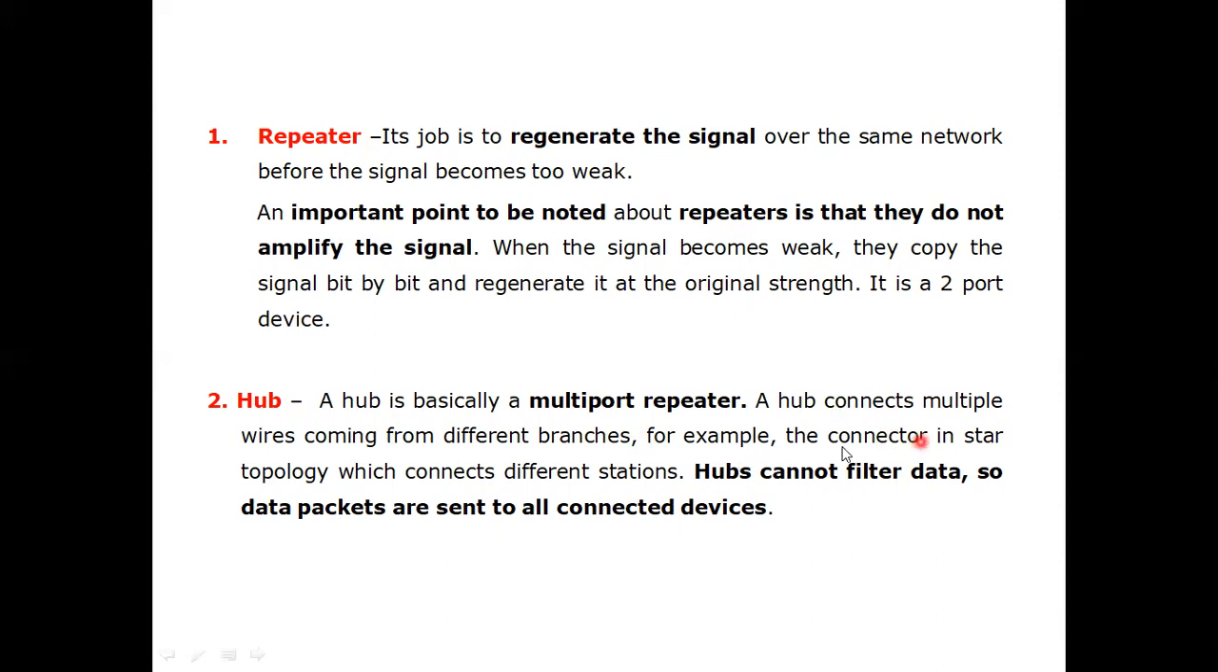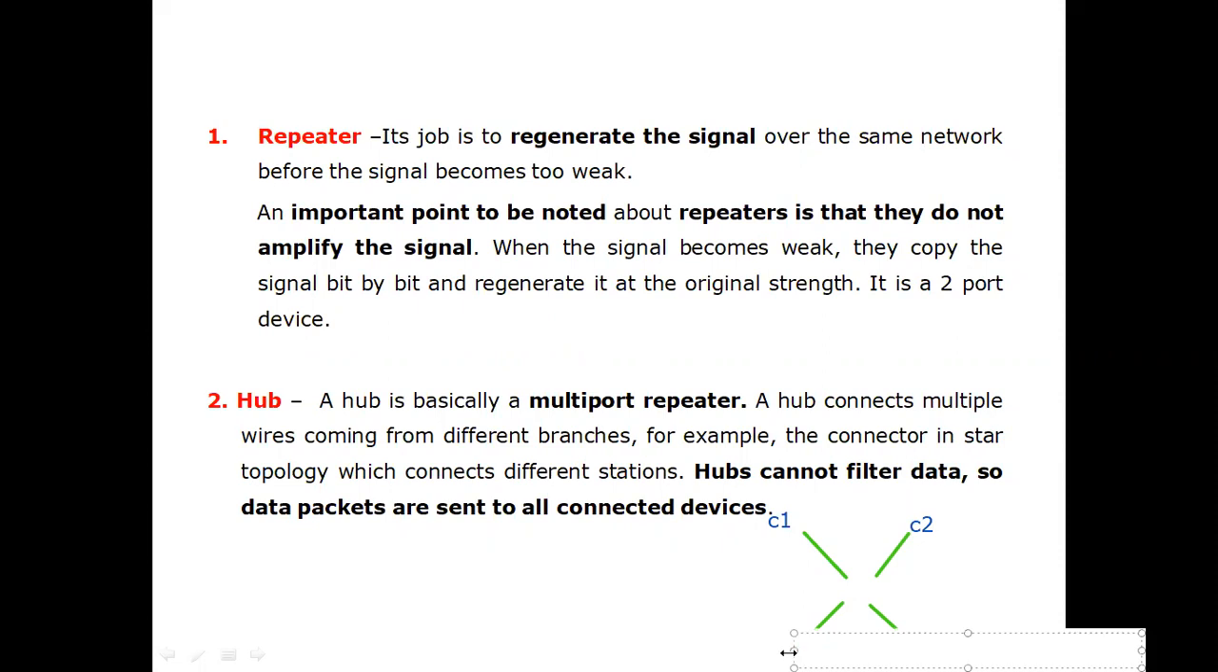For example, the connector in the star topology, which connects different stations, is a hub. So what is the star topology? In the star topology, we have different nodes, and here we have computers. I'll just put the computers. Here is the first computer. Here is the second computer.